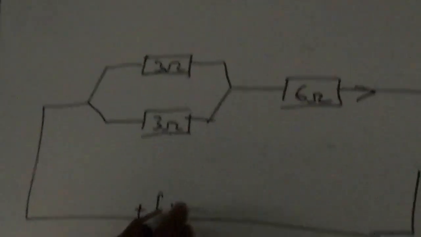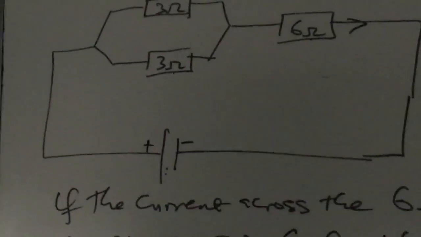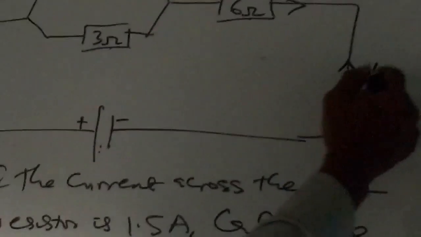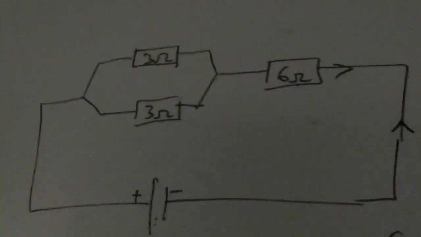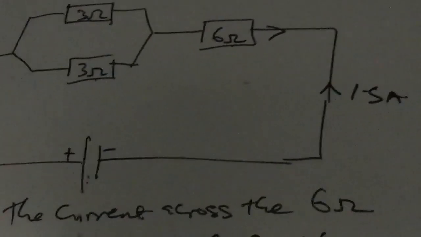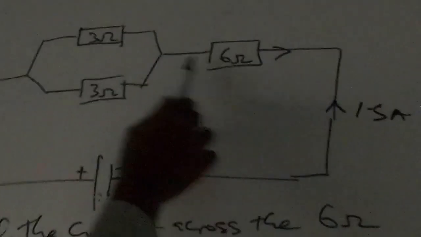So let's look at the problem on the board. This is the battery, and we'll look at the equation. The battery is in series with the 6 ohm resistor. That means the current coming out from the battery is actually 1.5 amperes. As I said before, when instruments are connected in series, the same amount of current will flow through them. So the current coming from the battery will be the current that flows through the 6 ohm because the battery and the 6 ohm resistor are in series.